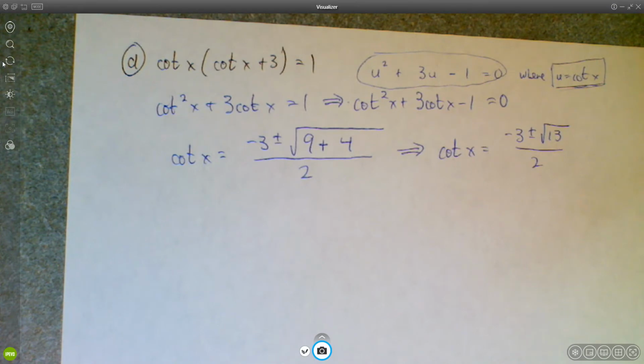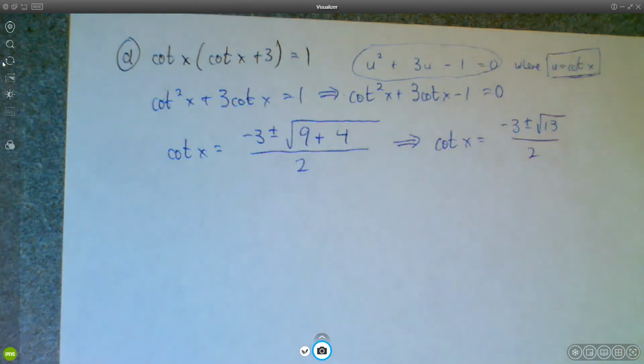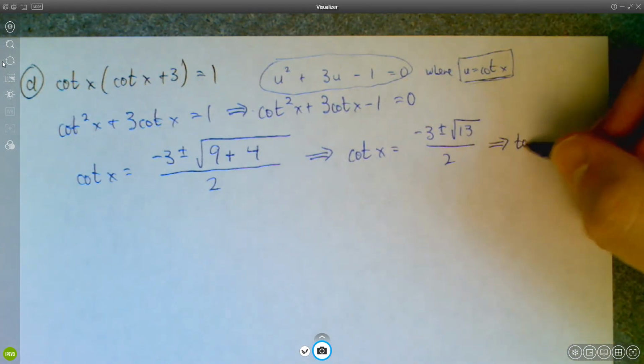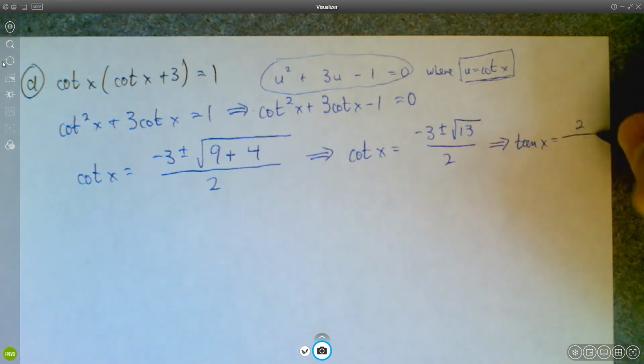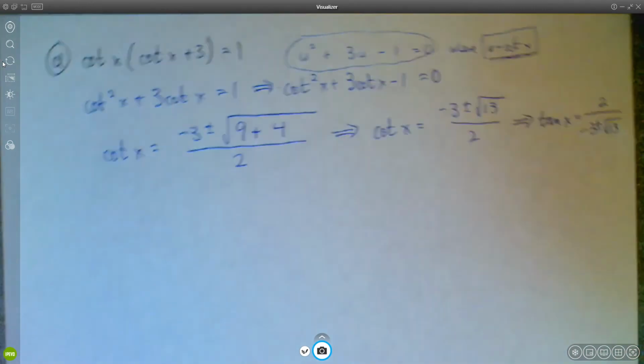Now, to get this in one of the formats that we like here, right? Sine, cosine, tangent. To get it to look like one of those, you just apply a reciprocal identity. So if cotangent x equals this stuff, that means tangent x equals 2 over -3 plus or minus root 13. And you don't have to bother trying to rationalize this or anything, okay? Because you're going to have to use a calculator to get an approximation for tangent inverse of this stuff anyway. But now we're almost done solving.